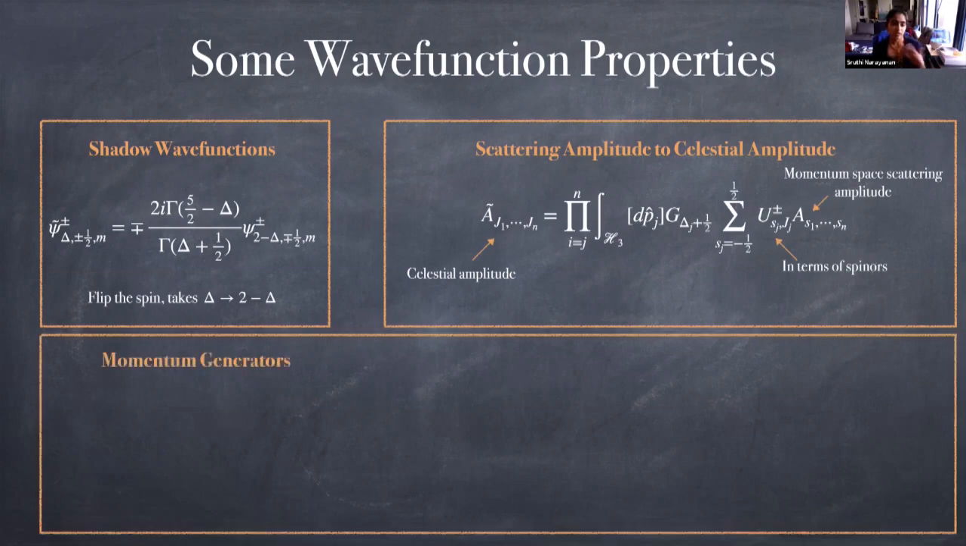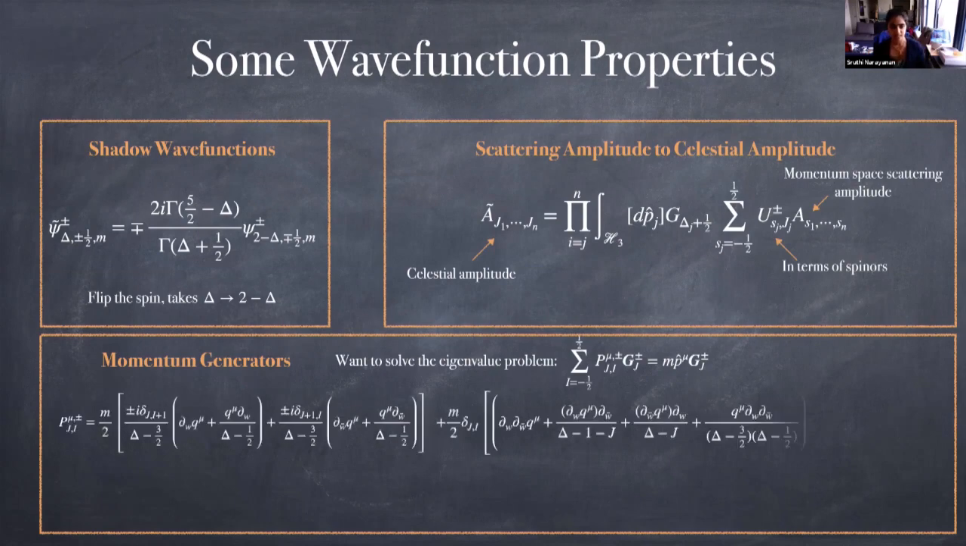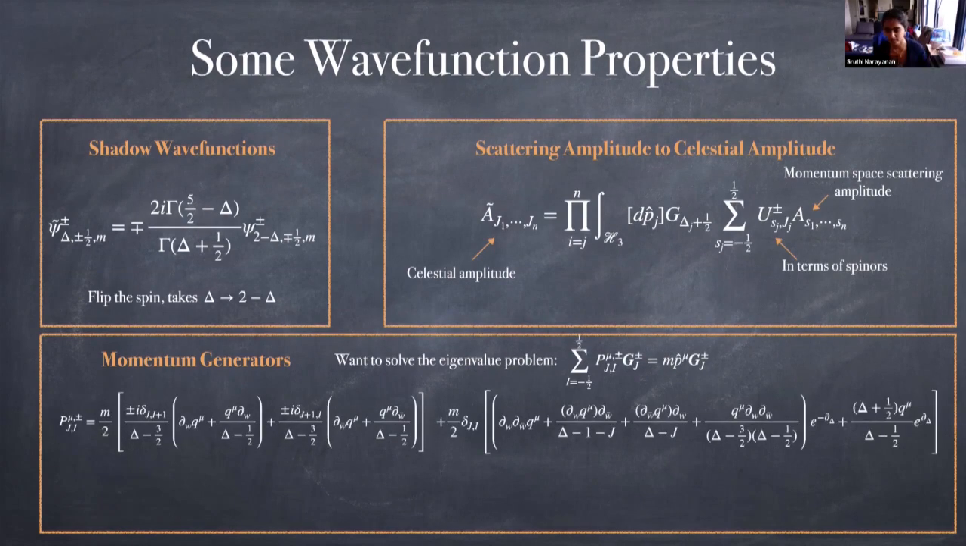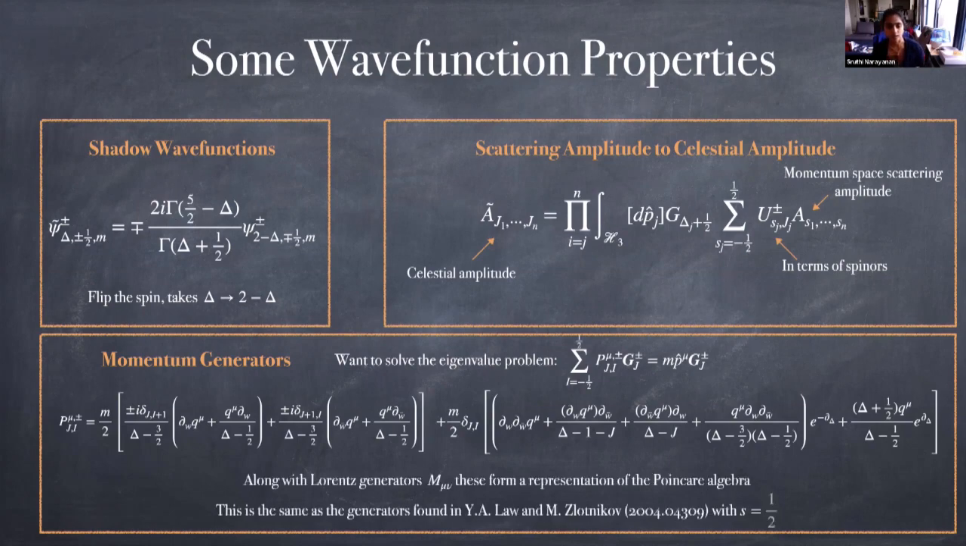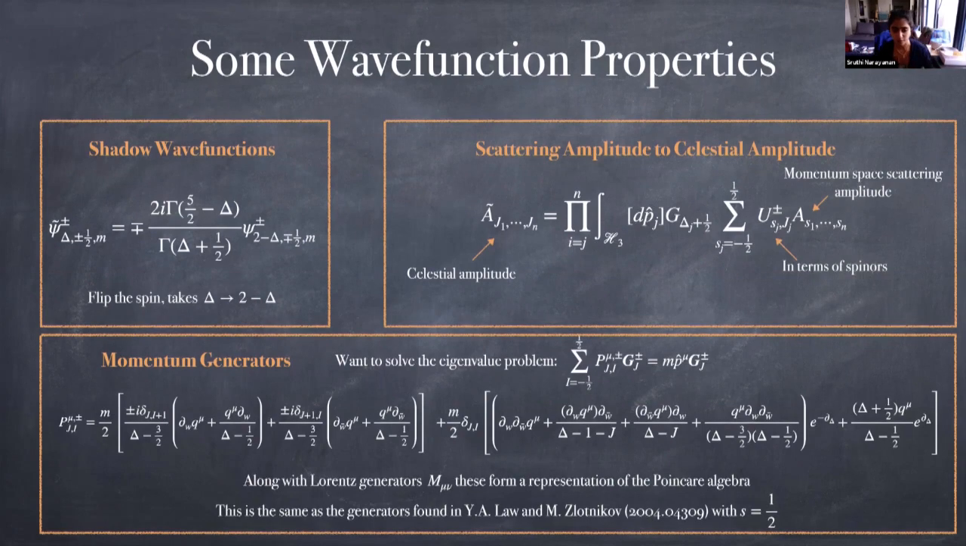Okay, we can also find what the momentum generators look like, which means we want to solve the eigenvalue problem. And Michael talked about this in his talk yesterday. And in particular, the fun part of this is that the momentum generators take this particularly long form, but they are exactly what they got in their paper for just spin 1/2 rather than the integer spin. So there's no difference in what these momentum generators are. And in particular, if you look at them along with the Lorentz generators, they form a representation of the Poincare algebra. And so in particular, you could use these momentum generators to try to find constraints on celestial amplitudes and other such things.